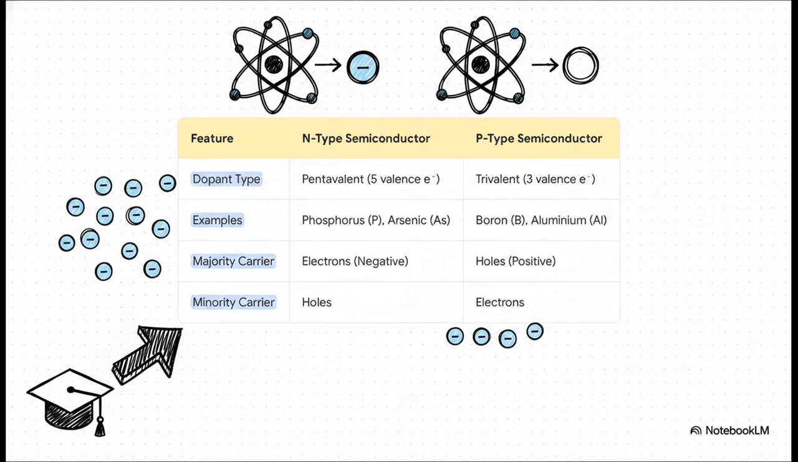This table, this is pure gold. It's basically a cheat sheet for probably half the multiple choice questions they could ask you on this topic. You have N-type, where you add a pentavalent impurity, that's an atom with 5 valence electrons, which donates an extra electron. Then you have P-type, where you add a trivalent impurity with 3 valence electrons, which creates a hole. Seriously, burn this table into your brain.